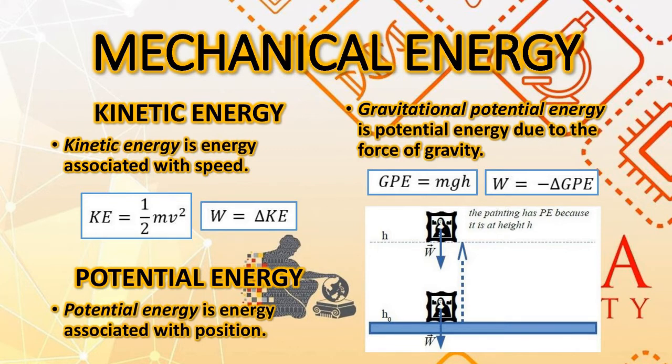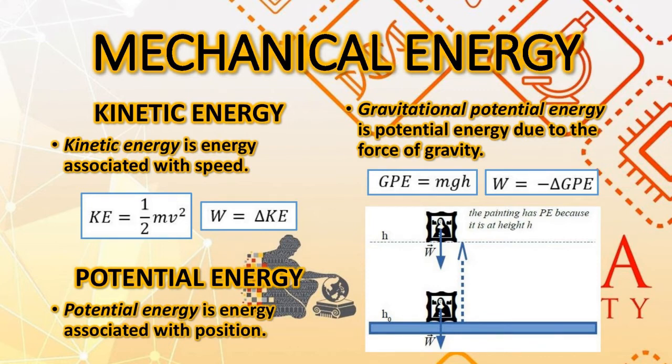By definition, potential energy is energy associated with position. One conservative force that we know of is the force of gravity. Hence, we have gravitational potential energy, potential energy due to the force of gravity. Gravitational potential energy is given by the following equation. GPE, gravitational potential energy, is equal to mgh.